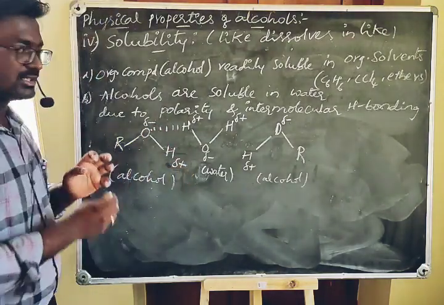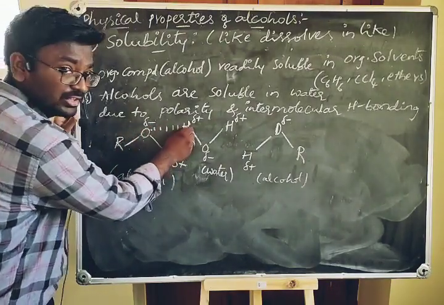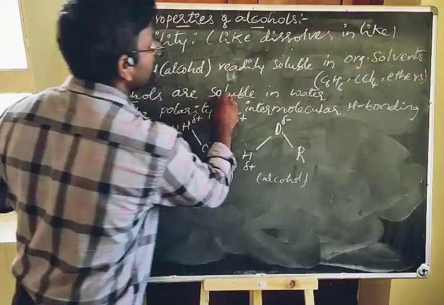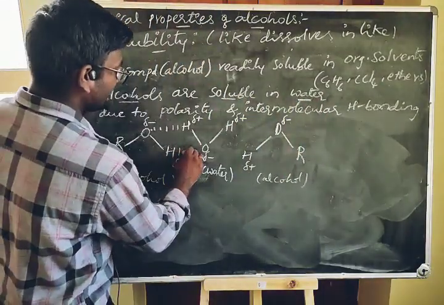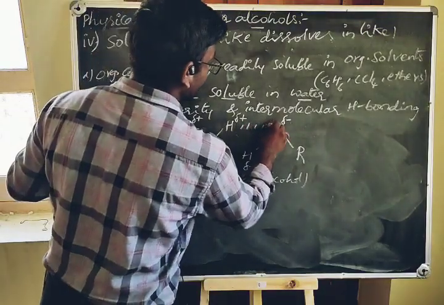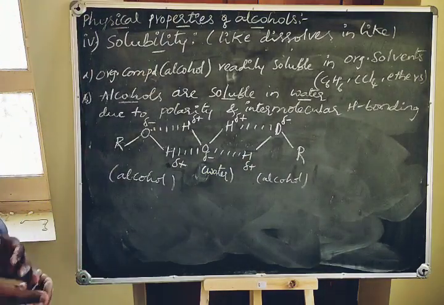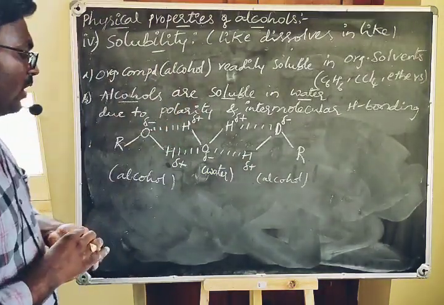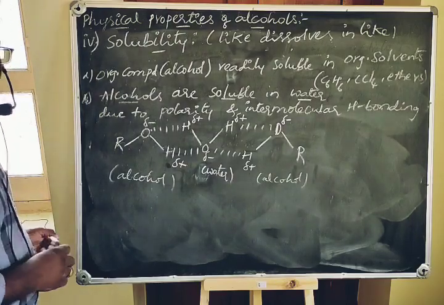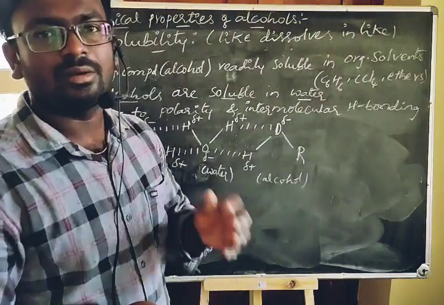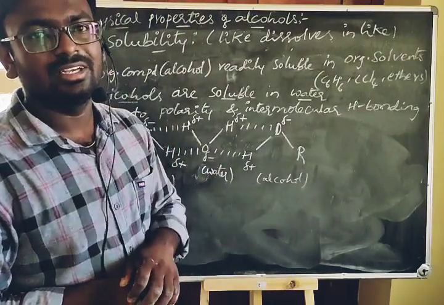Due to this polarity, being able to make hydrogen bonding with water, the alcohols are soluble in water. Here also there is hydrogen bonding, here also, and here also. Because of these reasons, it is soluble in water. I can say one more point: in a homologous series, as the number of carbon atoms in the parent chain increases, polarity decreases, and solubility decreases.